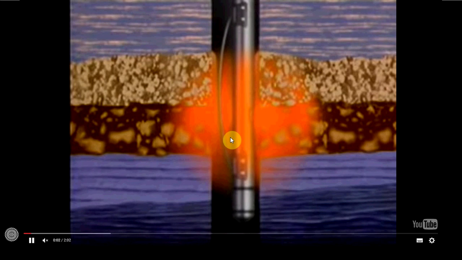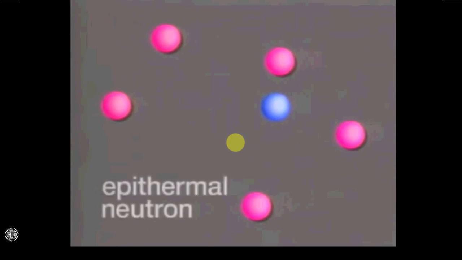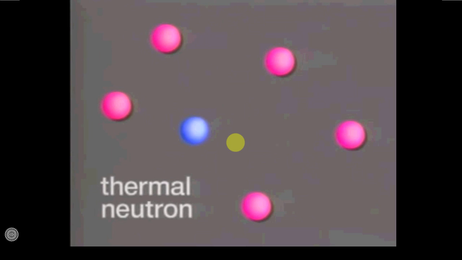Each collision reduces the energy level of the impacting neutron until it reaches an intermediate energy level. At this intermediate stage, a neutron is called an epithermal neutron. As epithermal neutrons collide with more nuclei, they lose additional energy until they come into general equilibrium with the surrounding nuclei. At this level, they are called thermal neutrons. Neutron tools detect returning thermal neutrons.